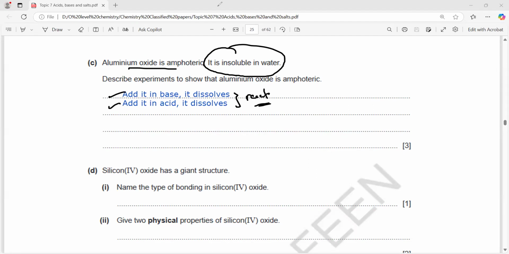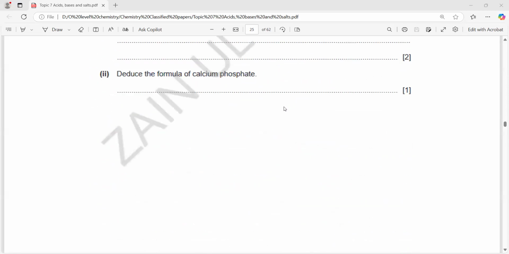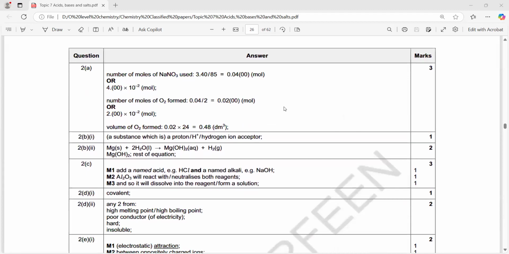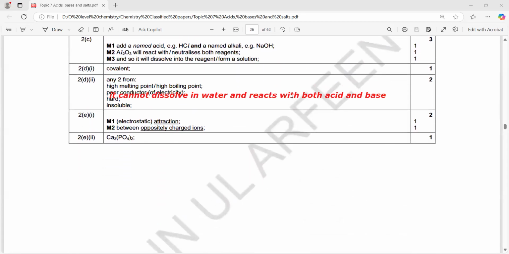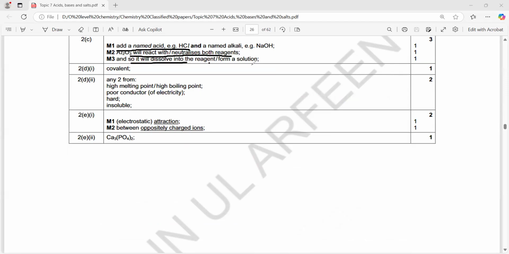Okay. The distribution of the marks I will show, because the marking scheme is there at the last of every question. Only these 2 points. Here, add a named acid. For example, you mention add hydrochloric acid. Aluminium oxide will react or neutralize with both reagents, so it will dissolve to form a solution.